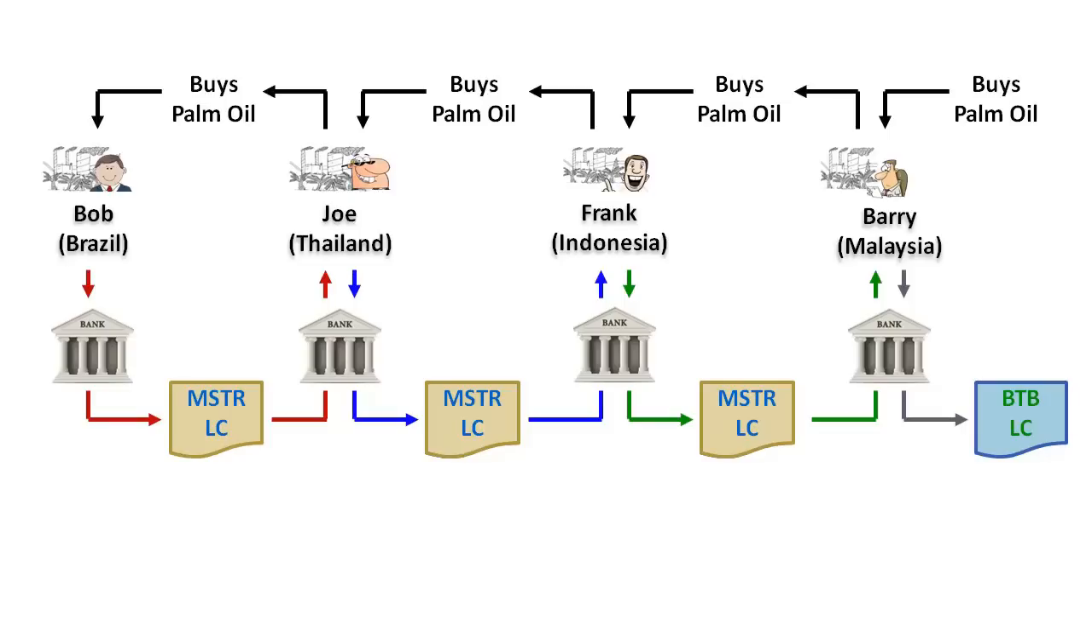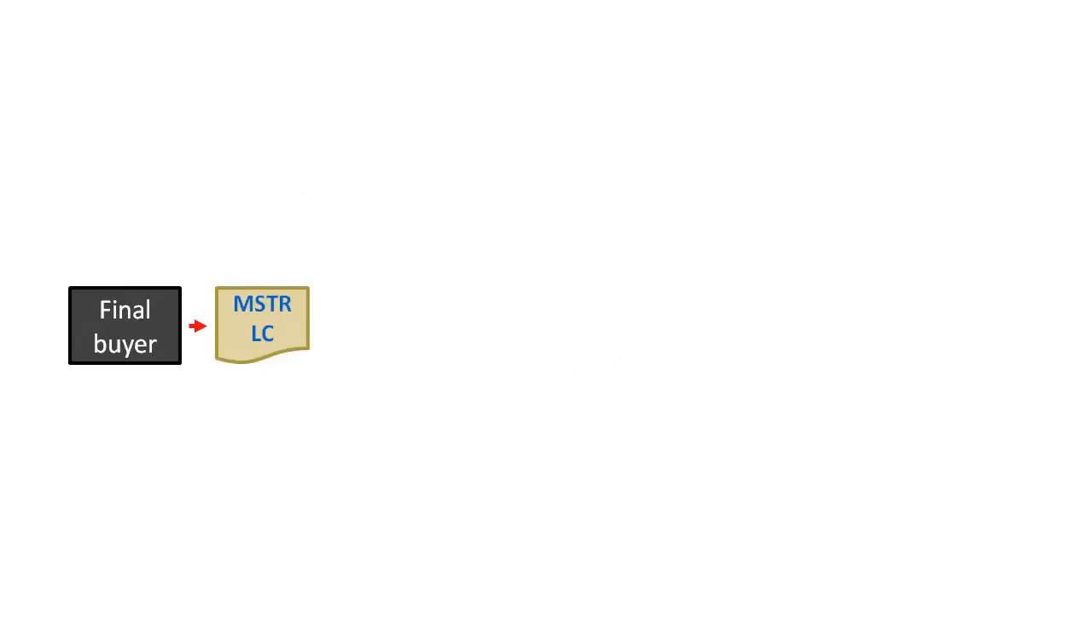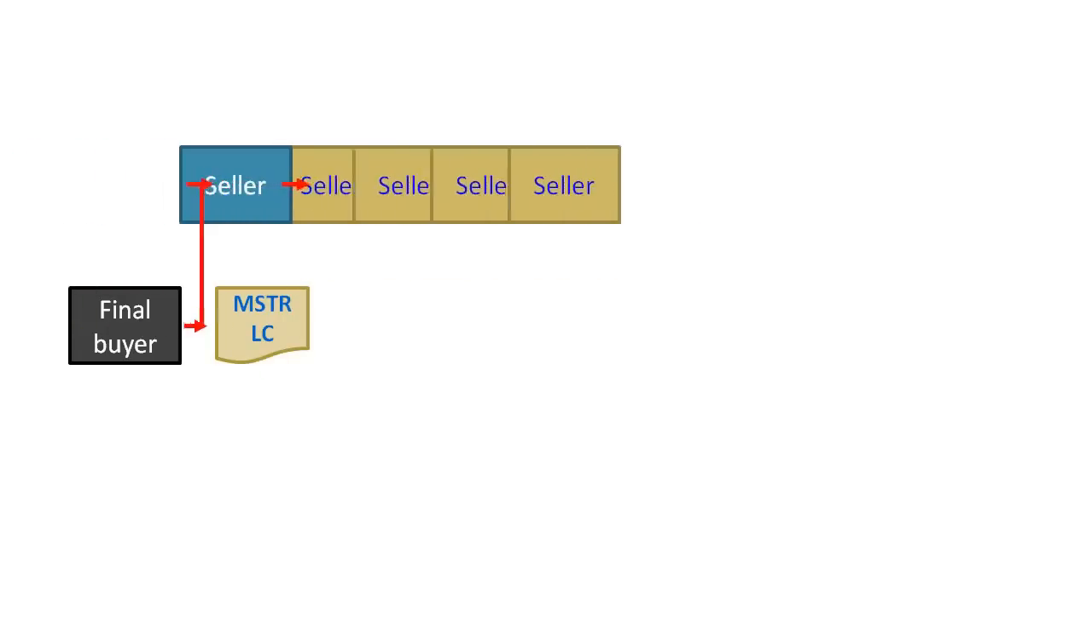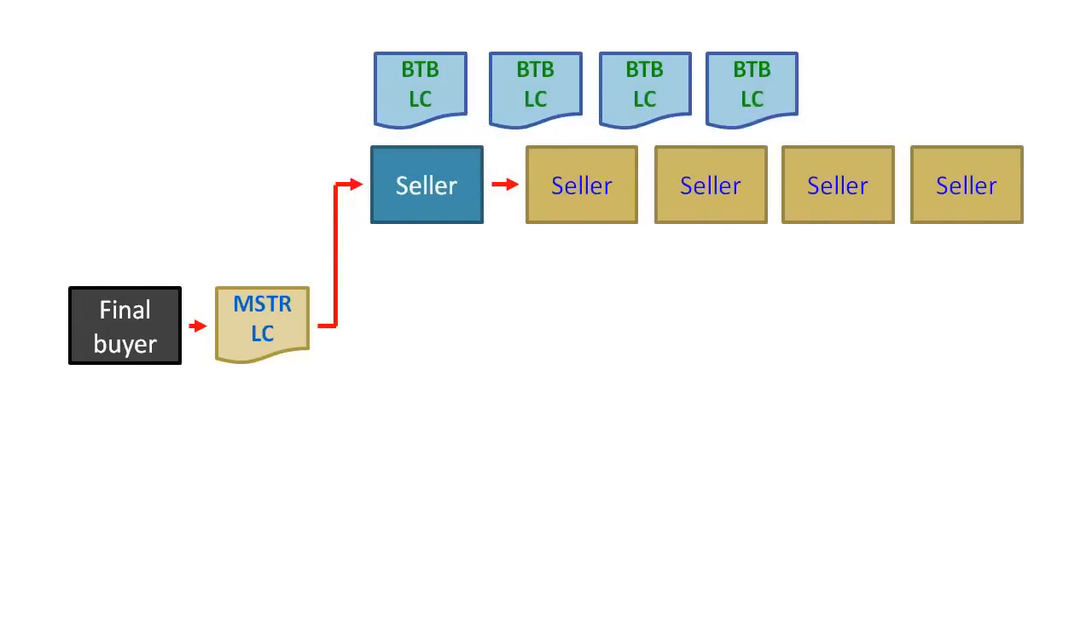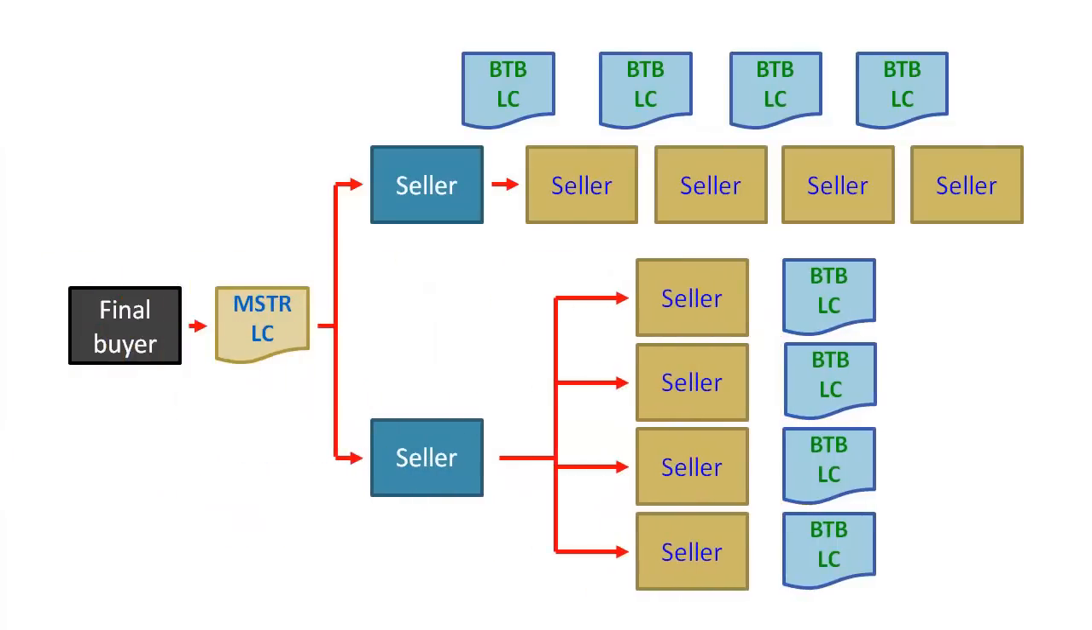The point is a back-to-back LC can be issued against another back-to-back LC. And in fact, back-to-back LCs can be issued in series, where there is one back-to-back LC against another back-to-back, which answers this question. Can a back-to-back LC be issued against another back-to-back LC? And the answer is yes. So now we know that the back-to-back LC can be issued either in series, where there is one back-to-back against another back-to-back, or it can also be issued in multiple back-to-back against one master LC.